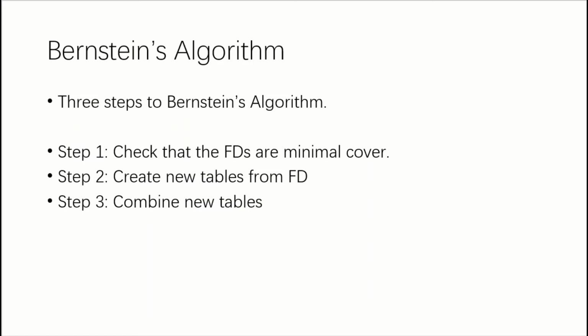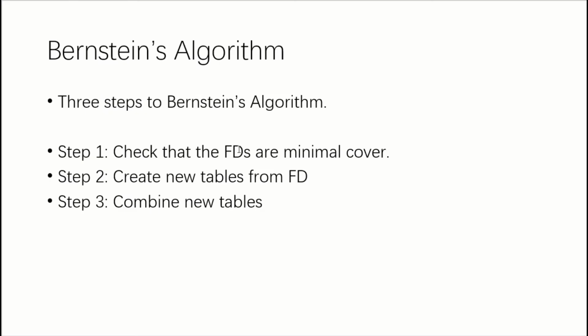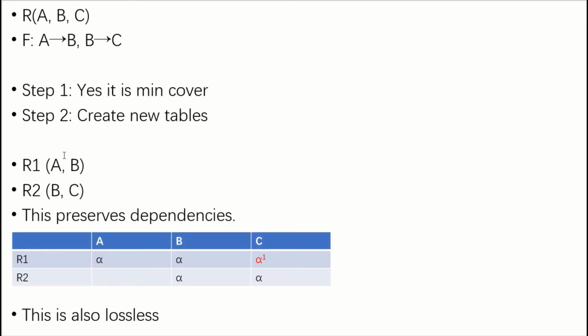So let's go on to the first example. Let's use a slightly trivial example. There's a table ABC. A implies B, B implies C. Step 1, we check whether this is a minimal cover or not. So yes, this is a minimal cover. You can't drop either one of them.